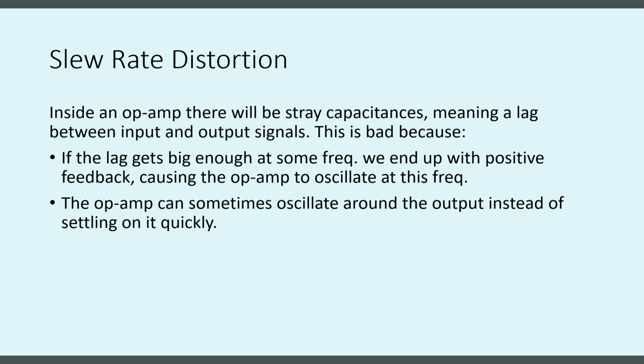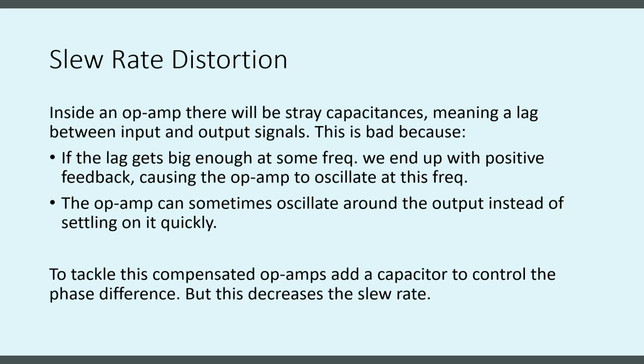What causes this? Inside an op amp, and do look it up if you have the time, because there's a lot going on inside an operational amplifier, it has capacitors. And if we end up with some stray capacitance, we may end up with some positive feedback, which causes oscillation before we get to the final value. There is one way of tackling that, and that is to add a capacitor to control the phase difference, something we'll look at more in year 2, but this will actually decrease the slew rate.